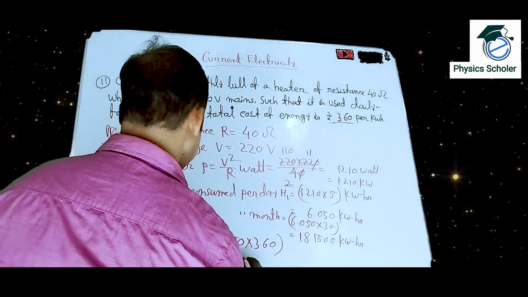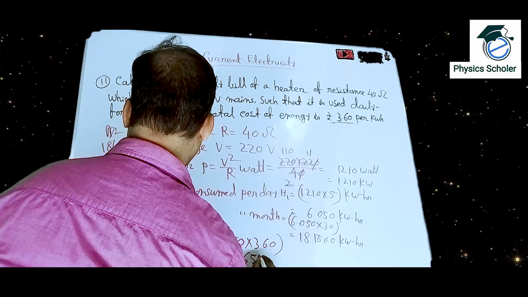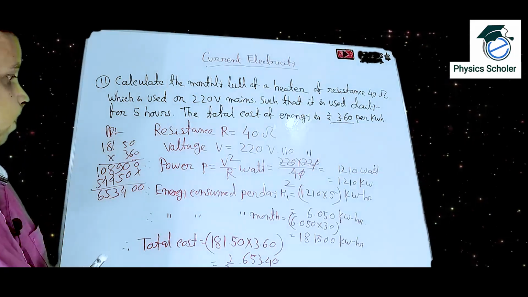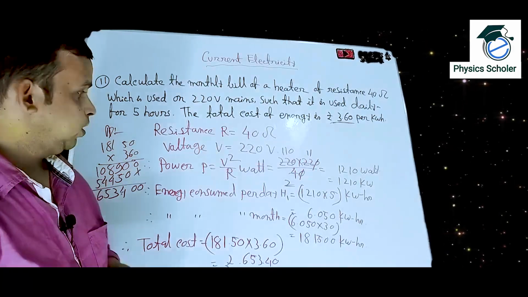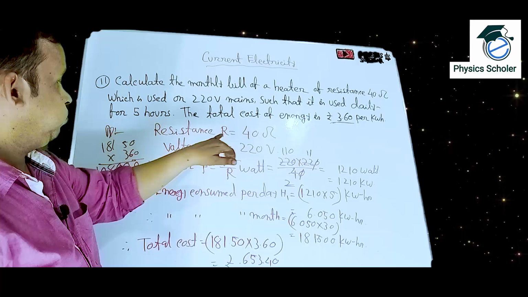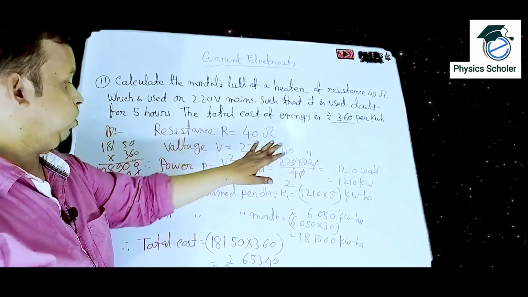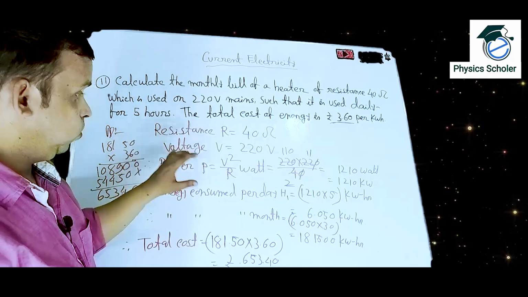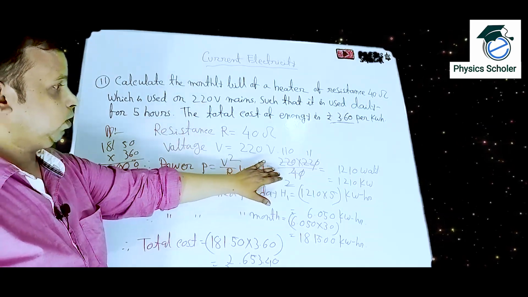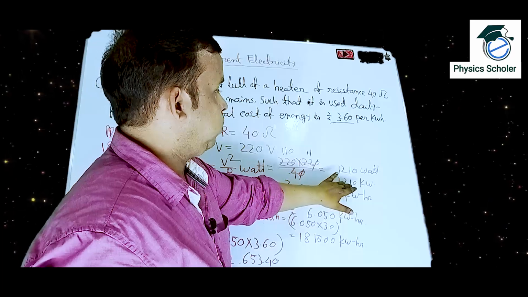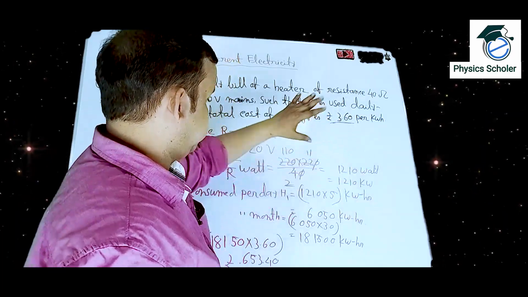So it will be 653.40. So that will be your answer. So very easy. So I am explaining, resistance R is given 40 ohms, voltage V is equal to 220 volt, power P is equal to V square by R. That formula you know. So we get 1210 watt. So we are converting into kilowatt, 1.210 kilowatt.